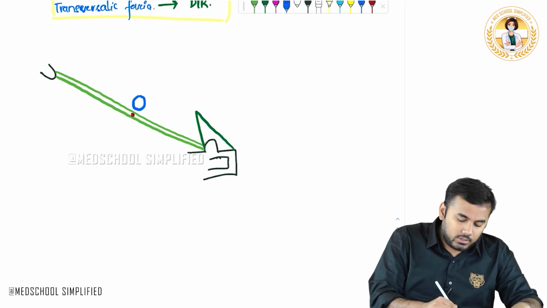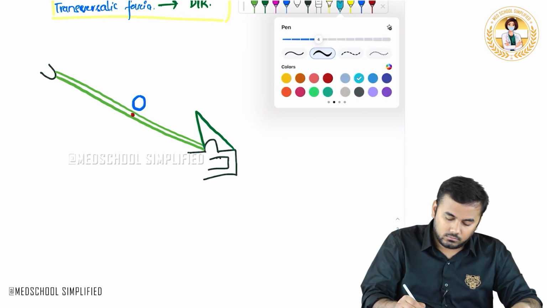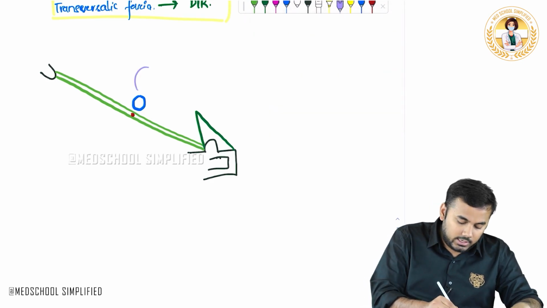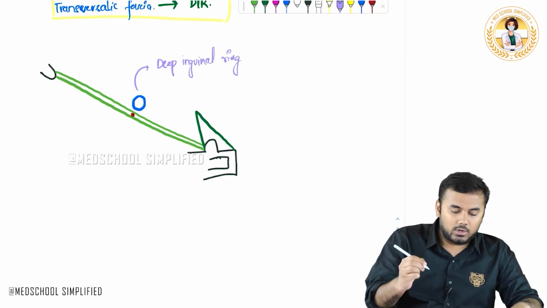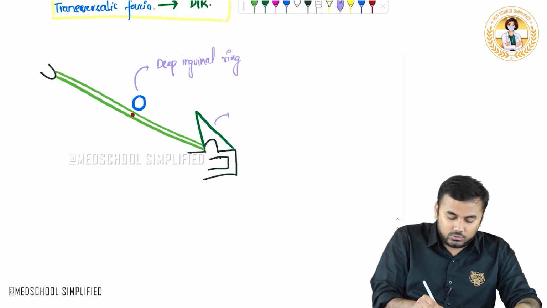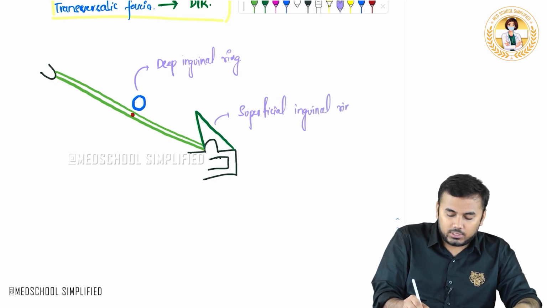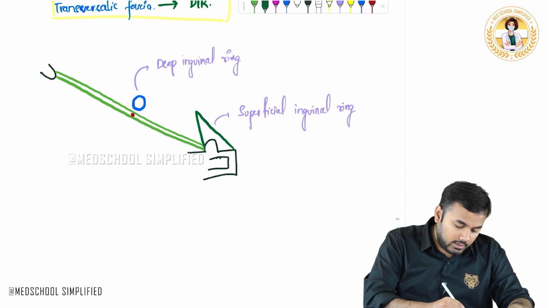Okay, so this ring over here is called your deep inguinal ring. And this is your superficial inguinal ring, right? Superficial inguinal ring, and the other is deep inguinal ring. Now from the deep inguinal ring to the superficial inguinal ring, you have got a canal, right?